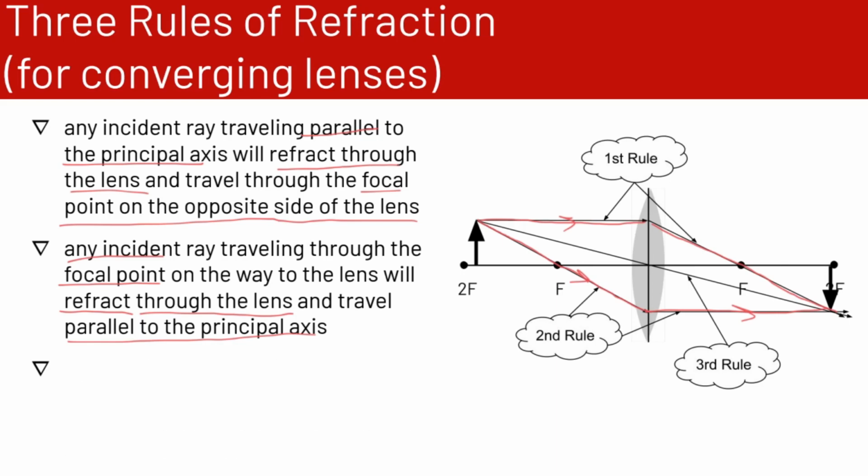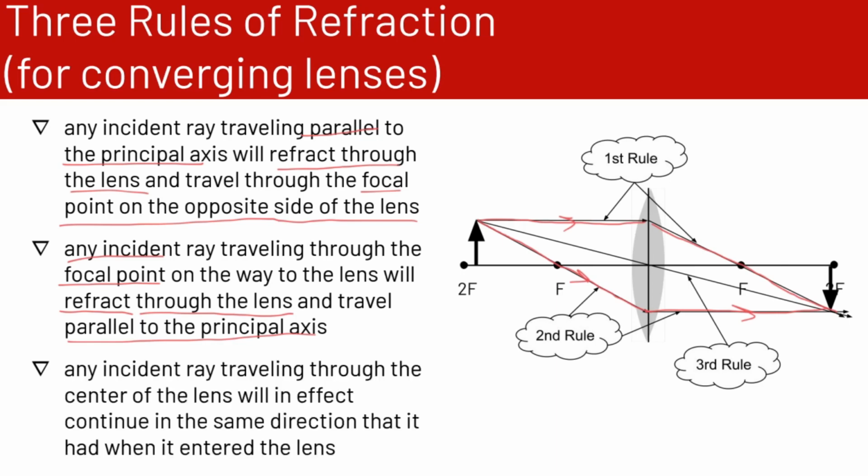That's rule number 2. And then rule number 3, any incident ray traveling through the center of the lens will in effect continue in the same direction that it had when it entered the lens. So here is our ray traveling through the center of the lens, and it continues through the center. It just continues on that line after it goes through the lens. And so where those 3 lines converge, that is where our image is.